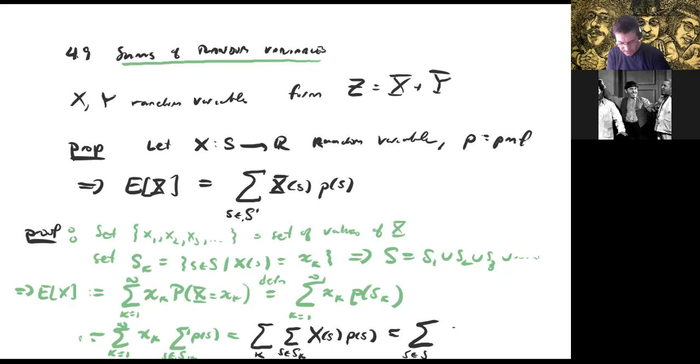Sum over s in S of X(s) times p(s). And so we're done. Okay. So why did we do this? Well, we did this really for the following corollary.